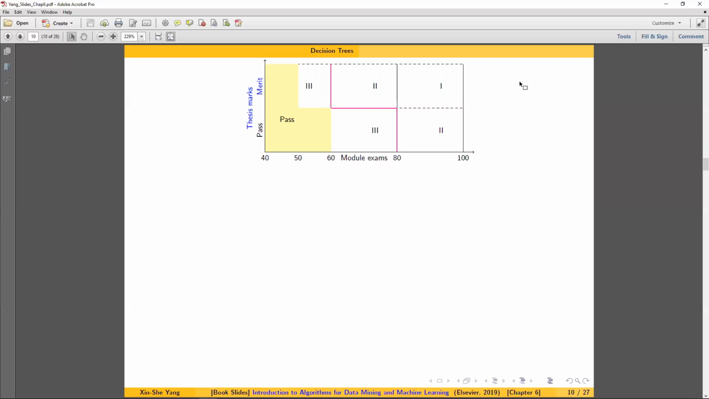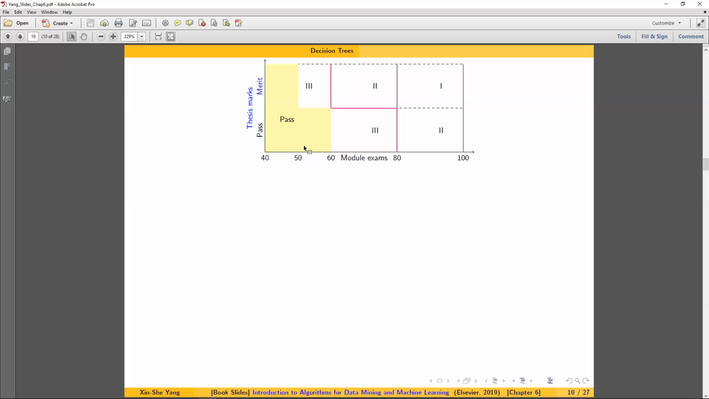Now if you think about this classification, it essentially says that if for the module exams the student gets more than 80%, and the thesis mark turns out to be merit, then this type of student will get a class 1 grade. And if for the module exams he got more than 80, but he only got a pass for the thesis marks, then he can only get a second class final grade. So this is a decision tree essentially.